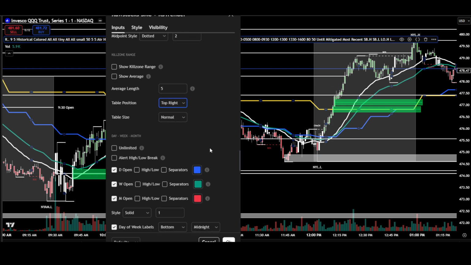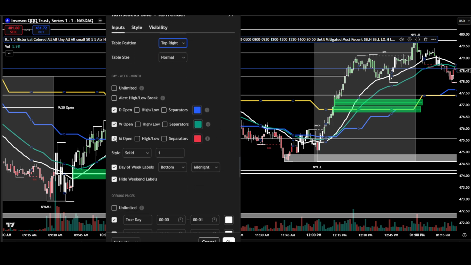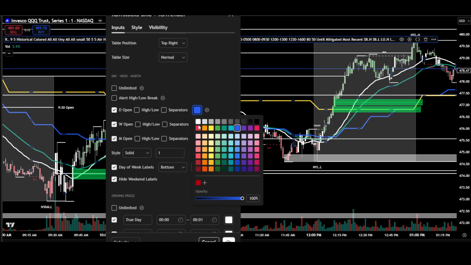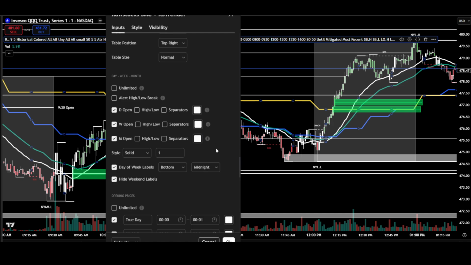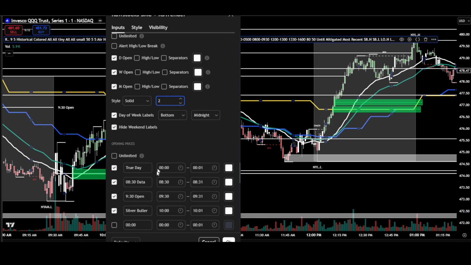Then I have the daily, weekly, and monthly open. And I actually want to turn those all white as well. That's my color preference. And that's going to show me the new day open, the weekly open, the monthly open. Those are just going to be targets if we're above and below. Also solid, style 2. And then I got day of the week labels, which will show across the bottom, and hide weekend labels so it doesn't show Saturdays and Sundays.